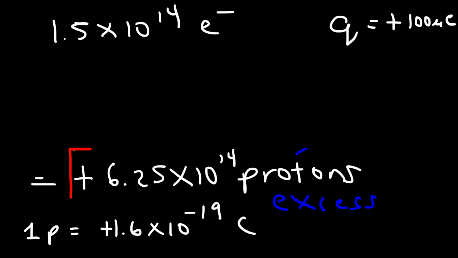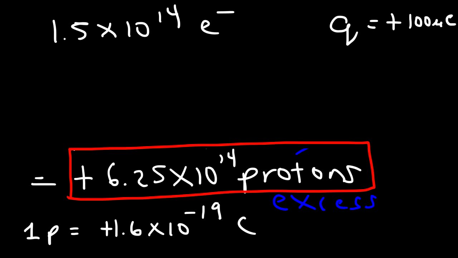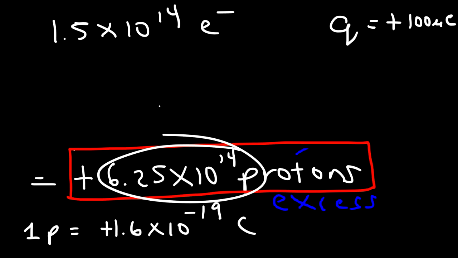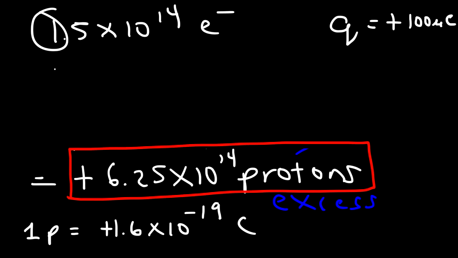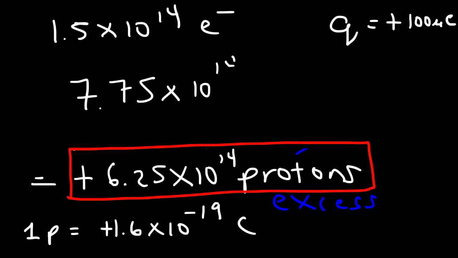So this number is the difference between the number of protons and electrons. It just means we have that many more protons than electrons. All we need to do to get the answer is add these two numbers, because there's going to be more protons than electrons. So 1 plus 6 is 7, and 0.5 plus 0.25 is 0.75. So we're going to have 7.75 times 10 to the 14 protons. And so that's how many protons would actually be present in that object, given this charge. So that's how you could find the answer.